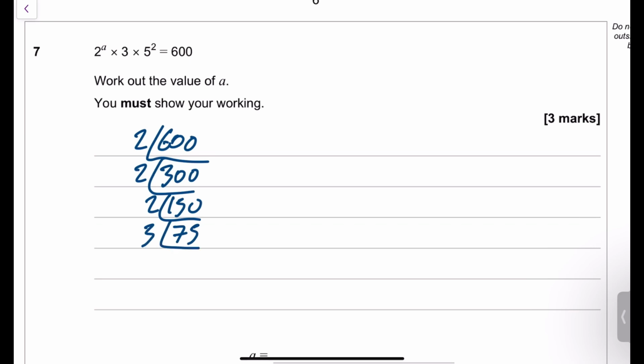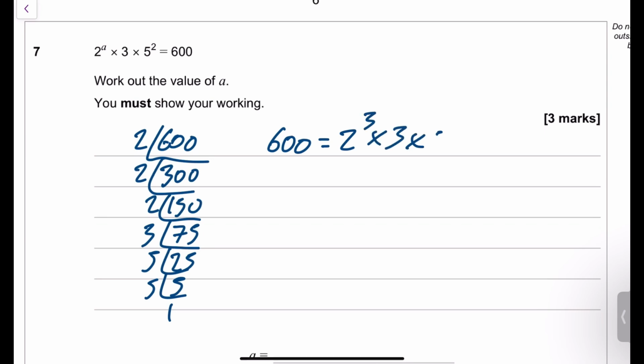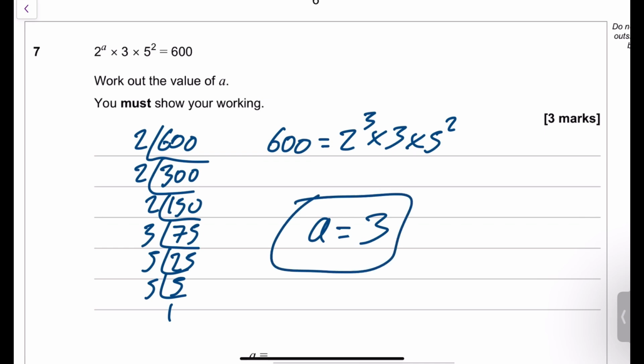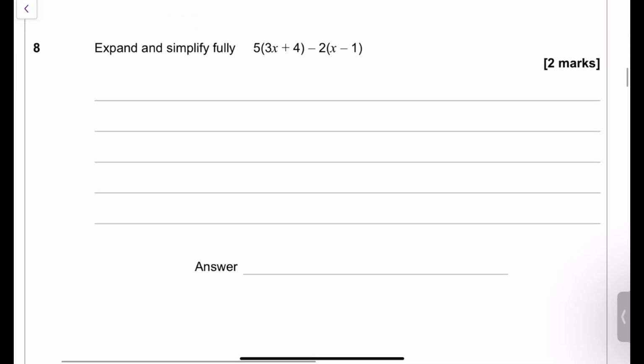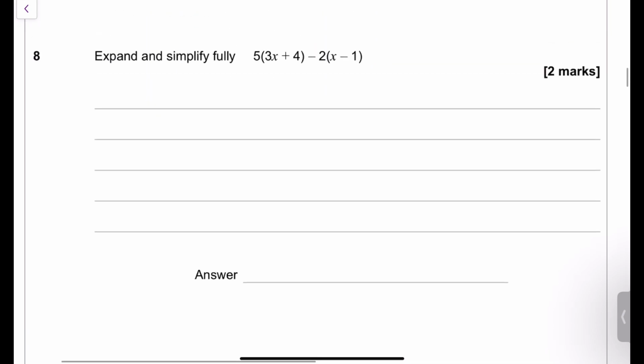Then you jump on to your next prime number, which is 3. 75 divided by 3 is 25. Divide 25 by 5, and that's what we get. So you can see 600 is 2 cubed times 3 times 5 squared, which means my value of A is 3.